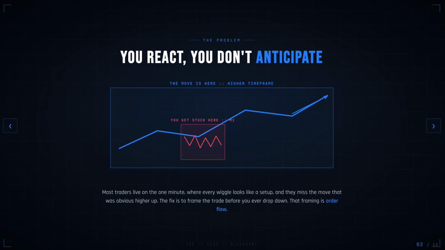Most traders live on the 1 minute, where every wiggle looks like a setup, and they miss the move that was obvious higher up. The fix is to frame the trade before you ever drop down. That framing is order flow.